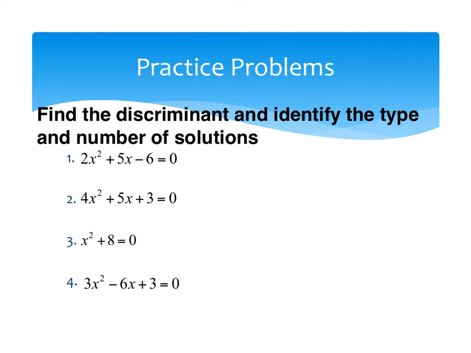Let's try a couple more examples here. So we want to find the discriminant and identify the type and number of solutions, just like we did in the last video. Anytime you want to pause and try the problem on your own and then hit play so you can see the answer, go for it. Maybe skip around the video too if you'd like.